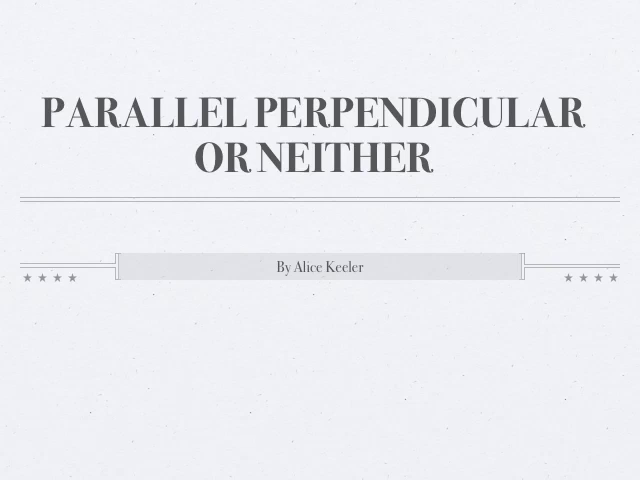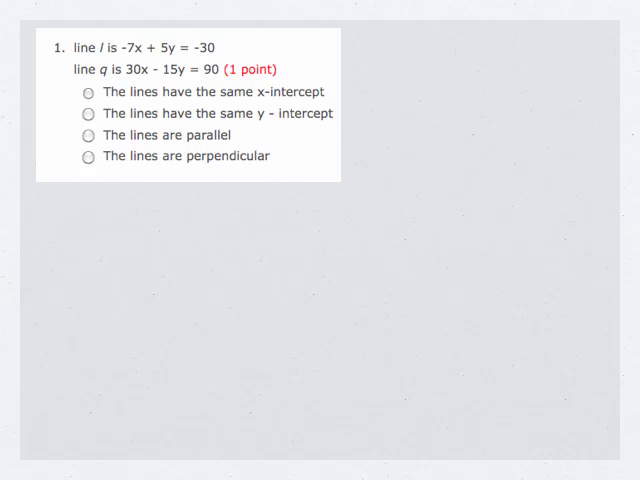So we want to know if lines are parallel or perpendicular. So let's look at this problem. I took this right from the homework. Line L is negative 7x plus 5y equals negative 30, and line Q is 30x minus 15y equals 90.